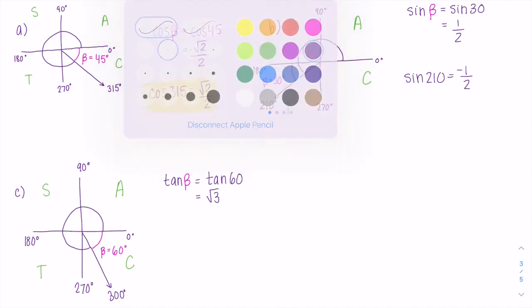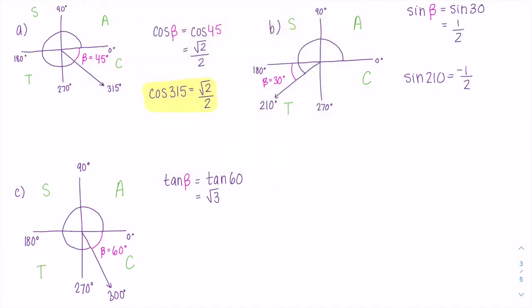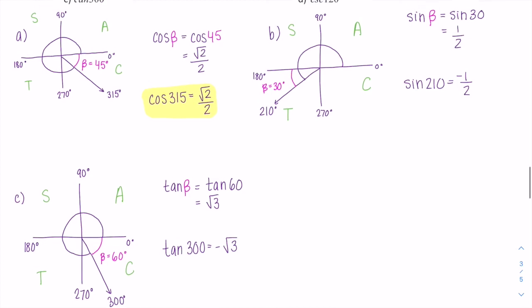So because this angle is living in the fourth quadrant, in that quadrant, only cosine is positive. So I know that tan of 300 is the same as tan of 60. But because it's living in the fourth quadrant, or the C quadrant, it doesn't get to be positive, so it's negative √3. I might write that a little bit nicer. Negative √3.